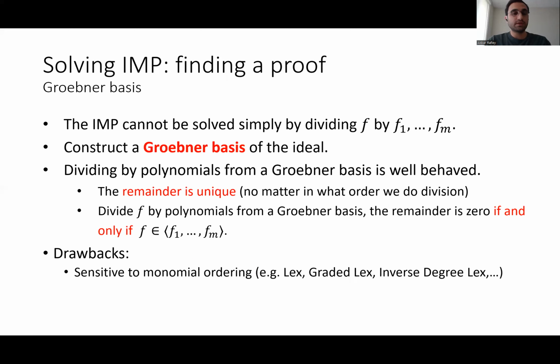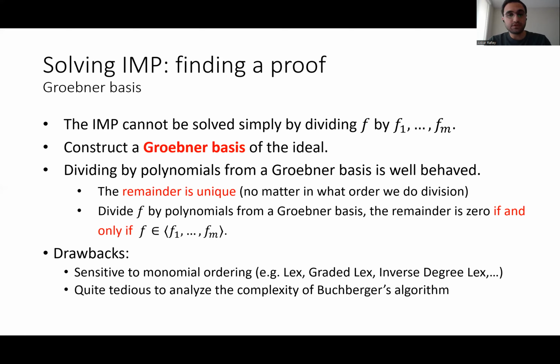But there are several drawbacks with respect to these Gröbner bases. For instance, they are sensitive to monomial order, and the only algorithm that we know for constructing them, namely Buchberger's algorithm, is quite tedious to analyze.